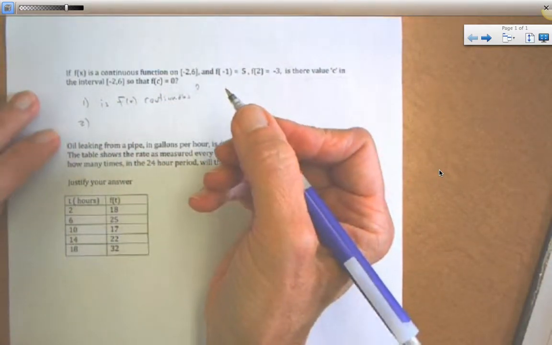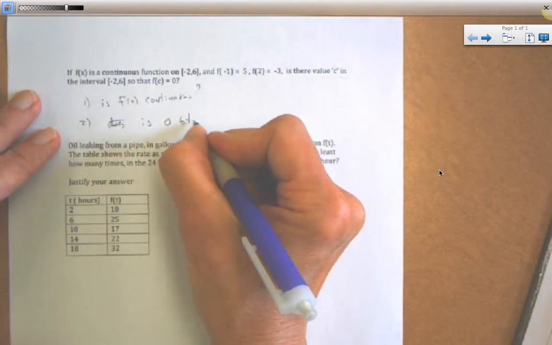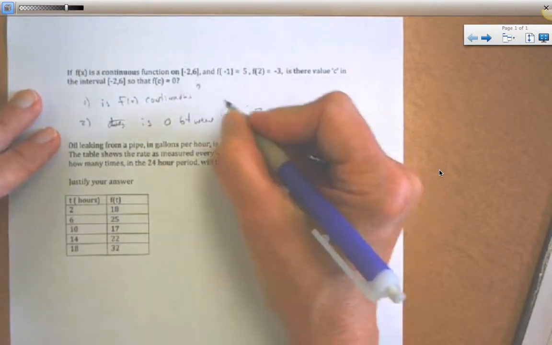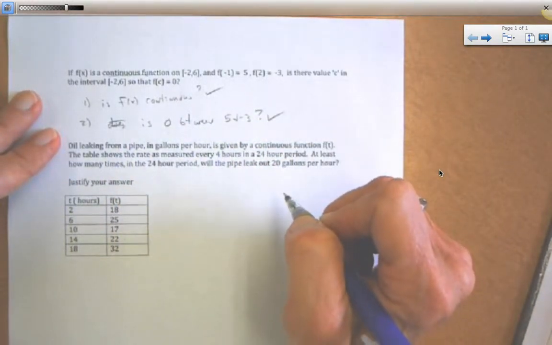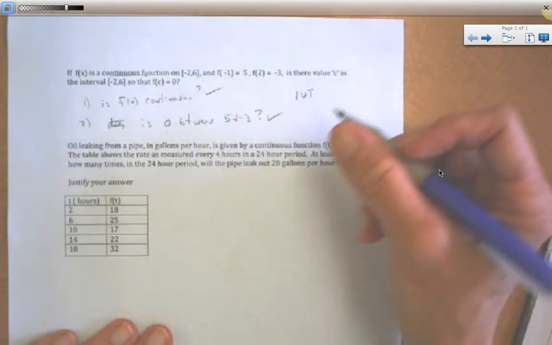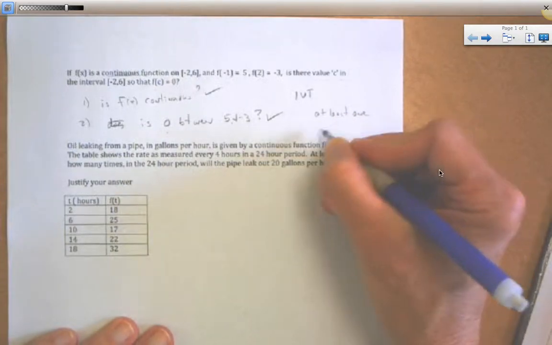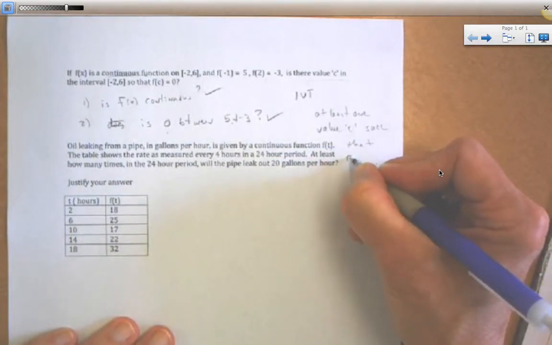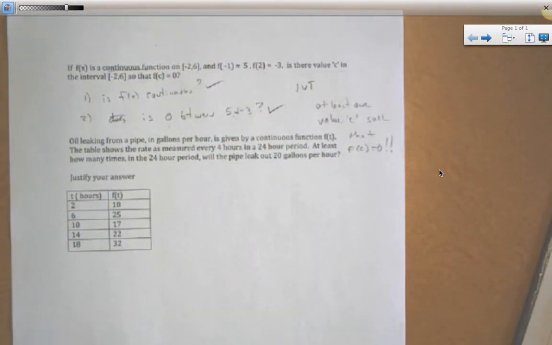Second, is 0 between 5 and -3? Well, it told me it's continuous, so yes, it meets that condition. 0 is between 5 and -3. So that means that I can use IVT. And since 0 is between 5 and -3, then there exists at least one value, c, such that f of c equals 0. You just used IVT to show that a 0 of the function exists.